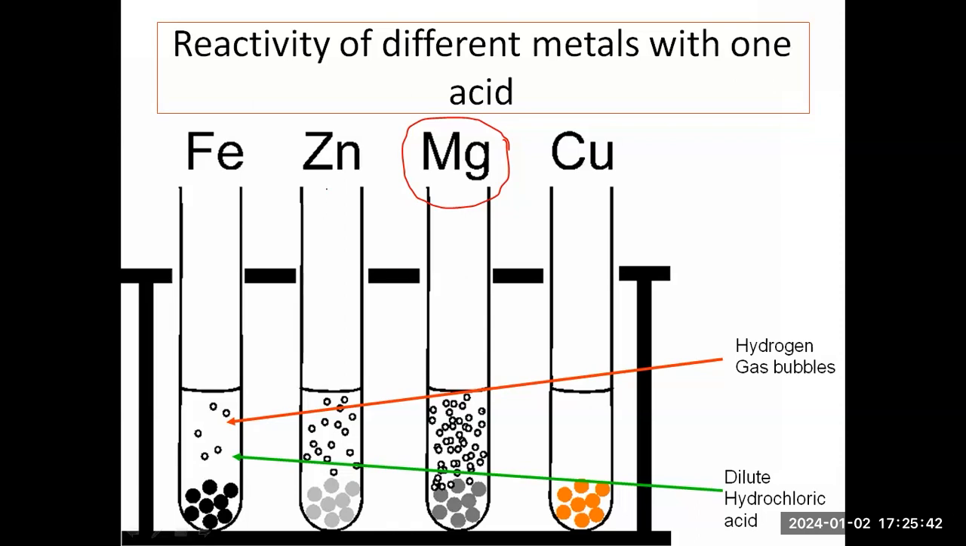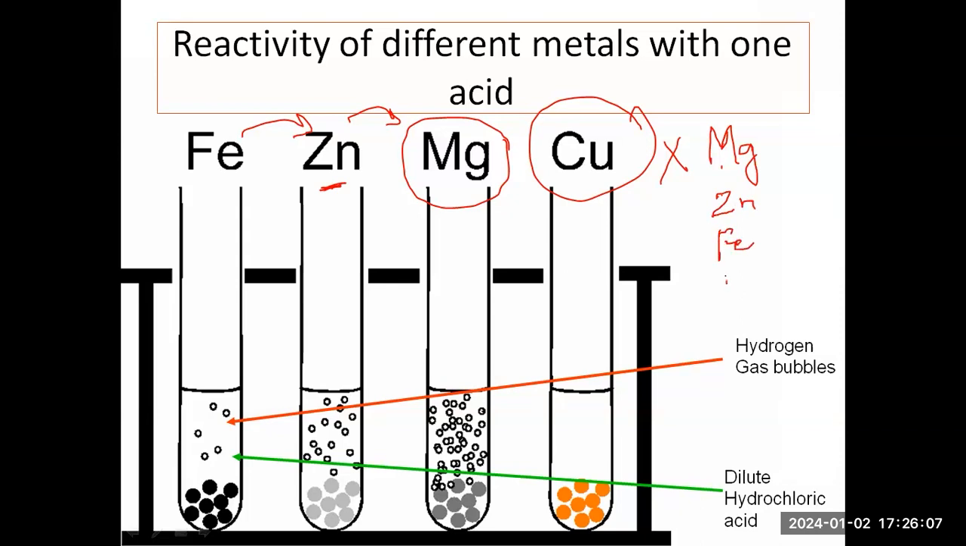And the second one is zinc. Zinc is less reactive as compared to magnesium, and iron is less reactive than both of them, but copper does not react at all. So we can arrange them in the decreasing order of reactivity, starting with magnesium. Then we have zinc, we have iron, and we have copper.